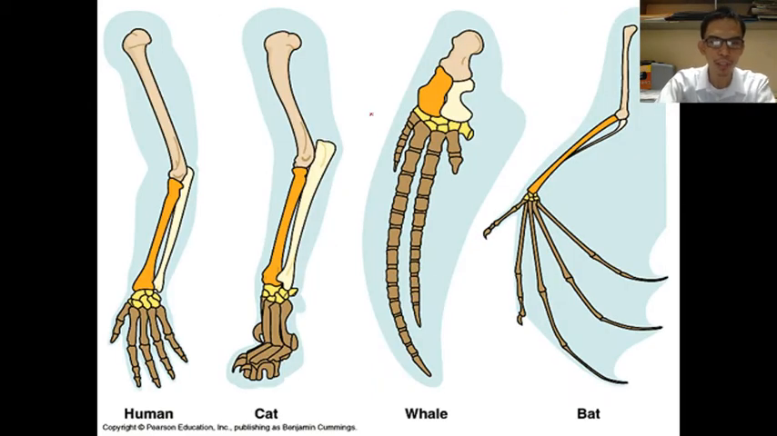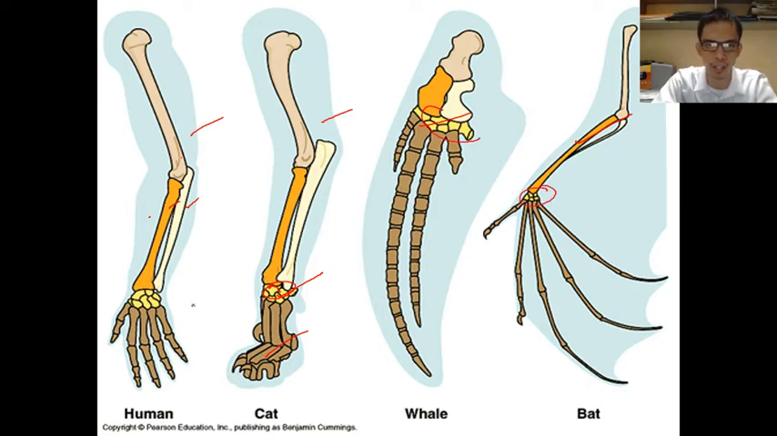Next one, including our limbs. As you can see, these limbs that we have right here are made up of bones. But the thing here is, the bone structures are almost the same. So we have your humerus, your radius and ulna over here, your carpals over here, and your tarsals over there. So this yellow one is found in the cat, and also found in the whale, and also found in the bat.